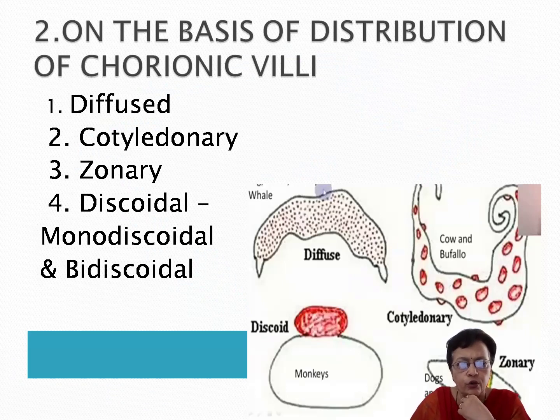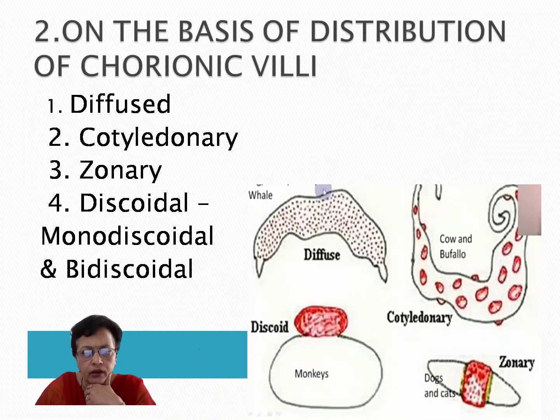Now on the basis of how the chorionic villi are distributed in the placenta, we divide it again into four parts: diffuse placenta, cotyledonary placenta, zonary placenta, and discoidal placenta.